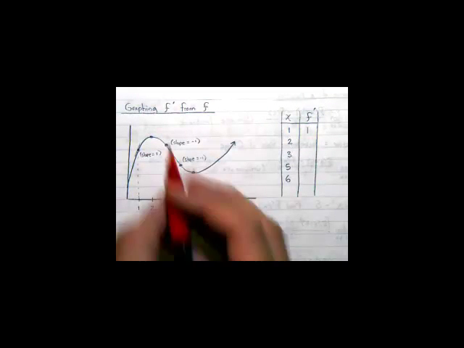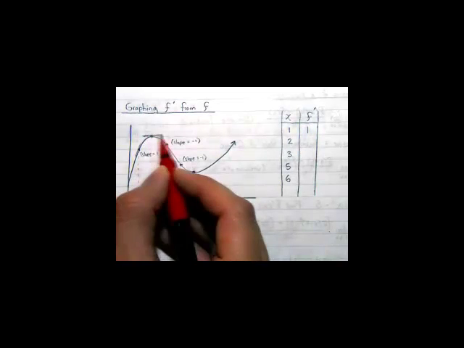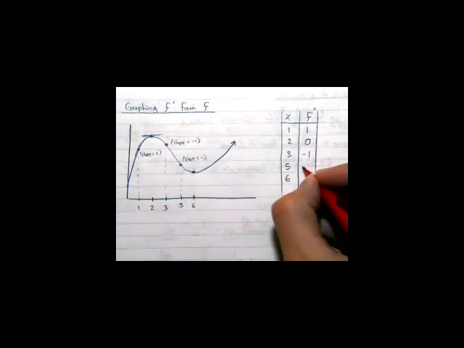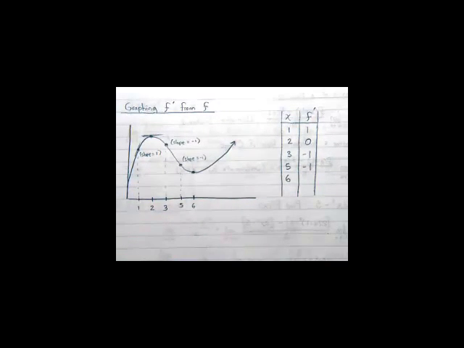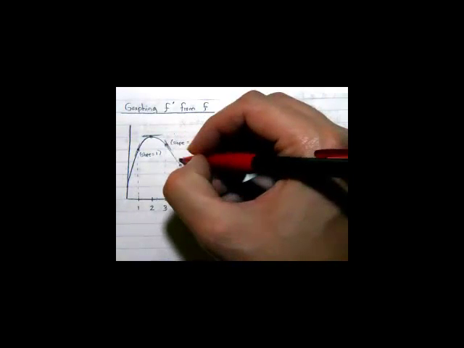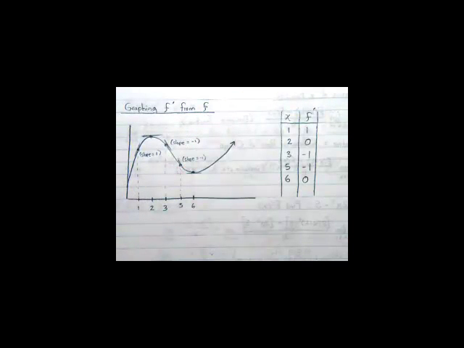At 2, think about tangent lines again. Here's at 2. The slope of that line is 0, right? So 0. At 3, what's f prime? -1. At 5, what's f prime? -1. And at 6, what is f prime? 0. Okay, so we've got slopes of little tangent lines at each one of those places.